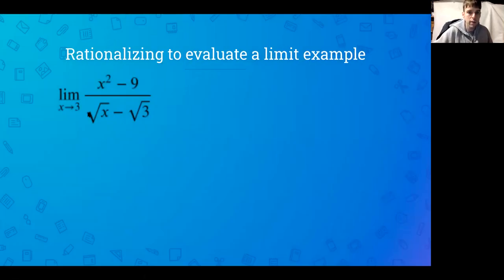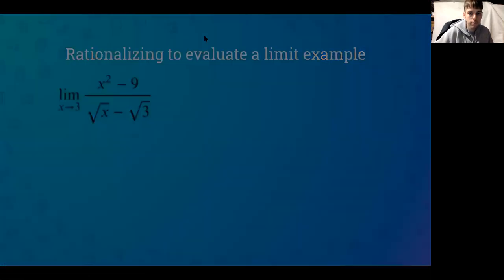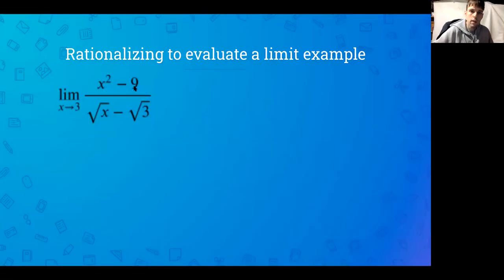I'm going to use red. I liked the way that showed up. So this is my a minus b, right? A minus b. So I need to multiply by a plus b. So that's going to be root x plus root 3. That is my a plus b.